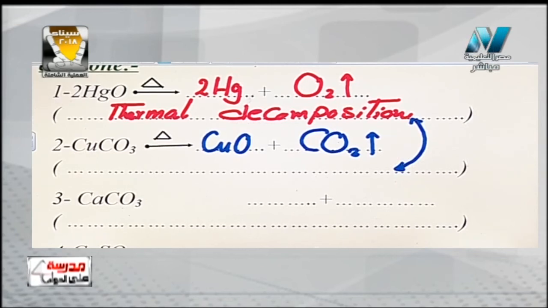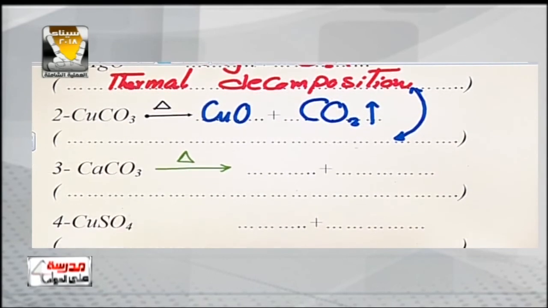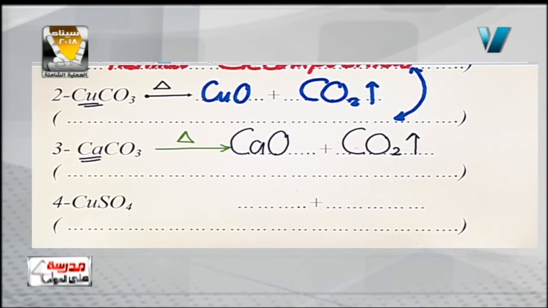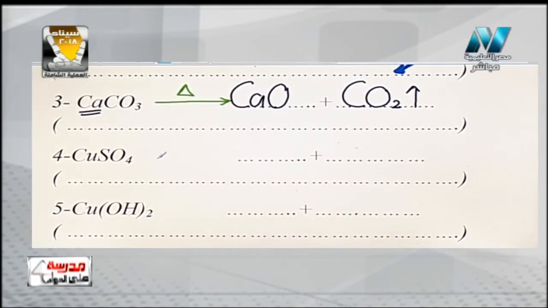Next one is calcium carbonate. Calcium carbonate by heating is a thermal decomposition reaction. Calcium, like copper, combines with one oxygen atom, as we have calcium oxide plus carbon dioxide as in the previous one, but here we change copper with calcium, with the same behavior, exactly the same way.